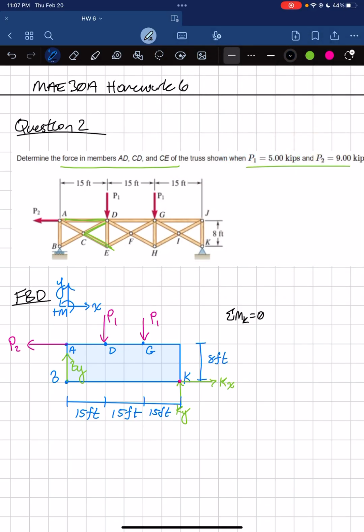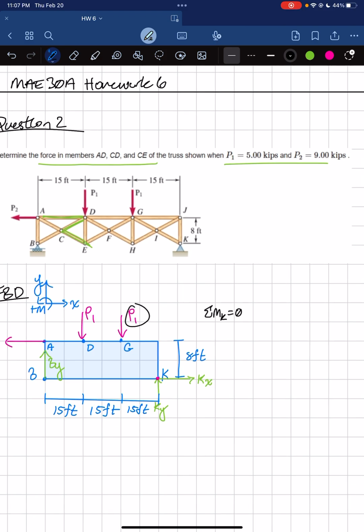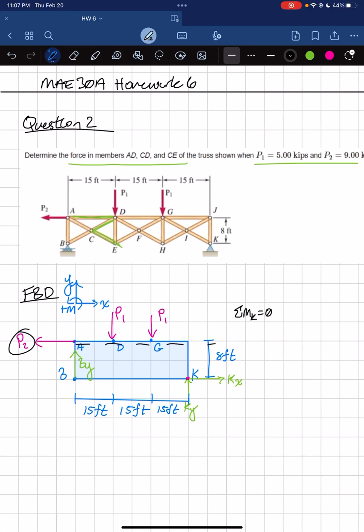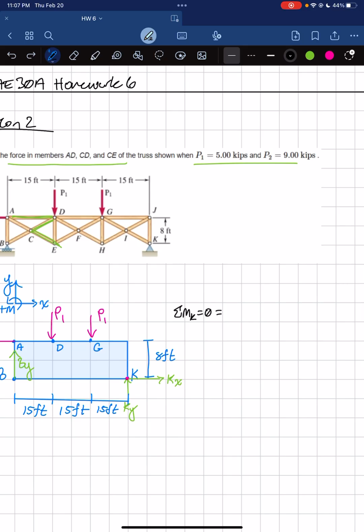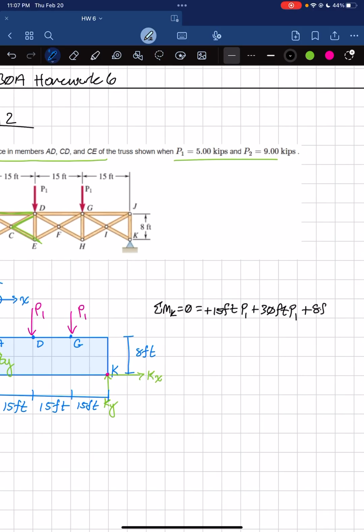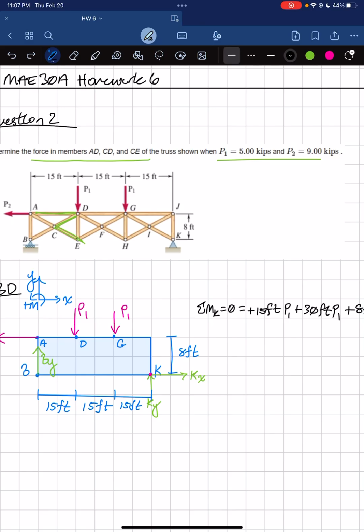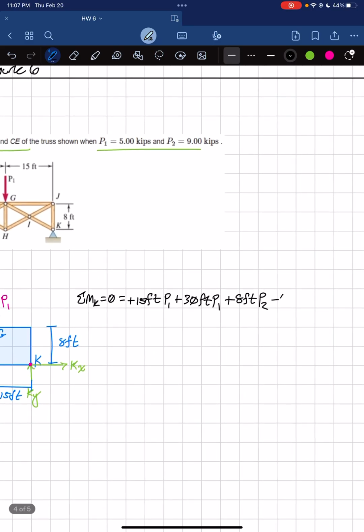Okay, so for moment about K, we have this P1 with a 15-foot moment arm, this P1 with a 30-foot moment arm, and then this P2, if we look as it goes back here, has this 8-foot moment arm, and then BY is going to have a 45-foot moment arm. So we can write that out. These will all be counterclockwise, so they'll be positive. So we have 15 feet times P1 plus 30 feet times P1, plus 8 feet times P2. And then our BY is going to push it in the clockwise direction, so that will be negative 45 feet, BY.